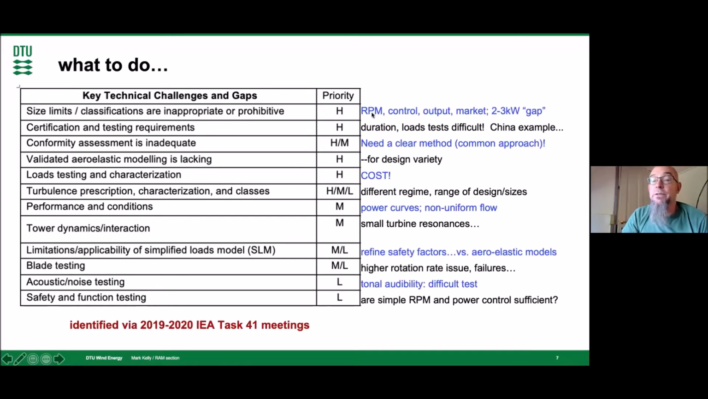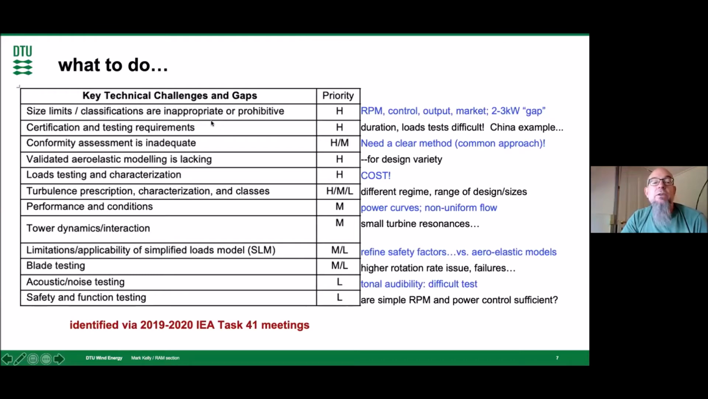For small turbines, as you all probably know very well, there are different RPMs, the control systems are different, and the output range is different. They deal with different markets and expected lifetimes. And again, as I mentioned, between 2 and 3 kilowatts there's a transition in operating regimes for most topologies, for most design types of turbines.